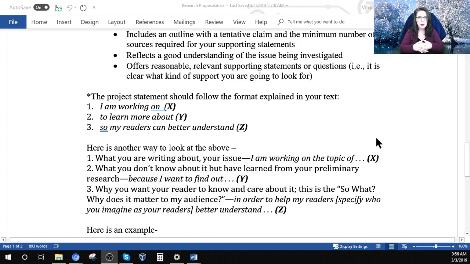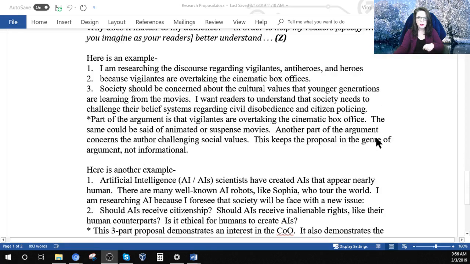Now, the research proposal is like a research problem. There are 3 things that I'm looking for. I want to know what it is that you're working on, what you want to learn more about, and how this will help your readers. So I've given you an example here.